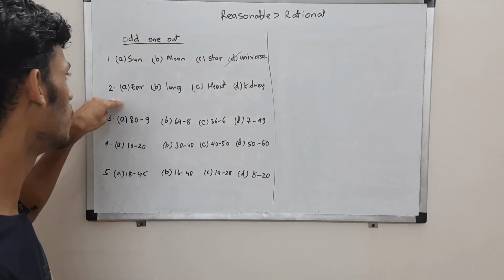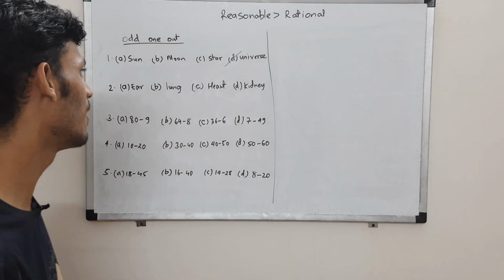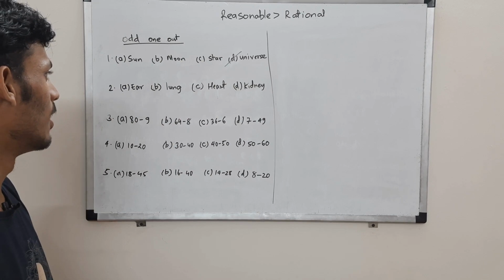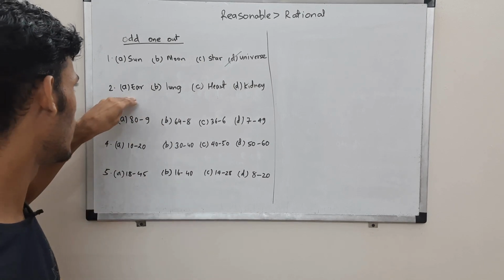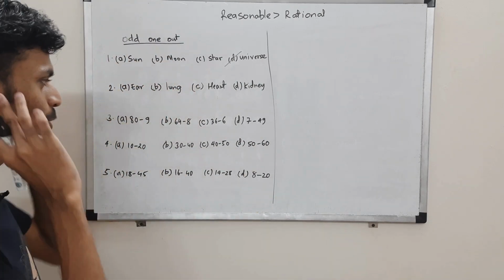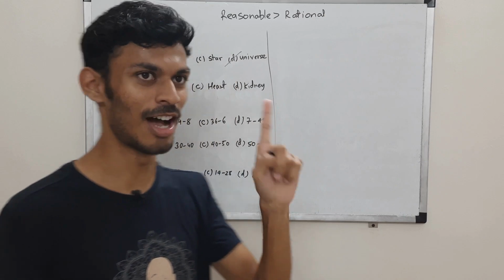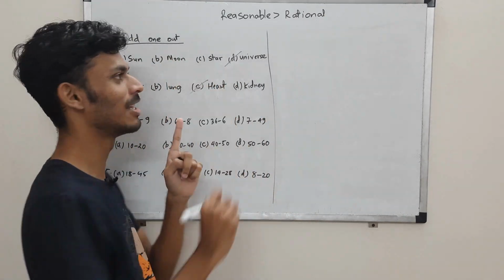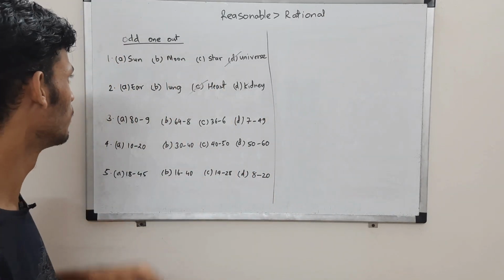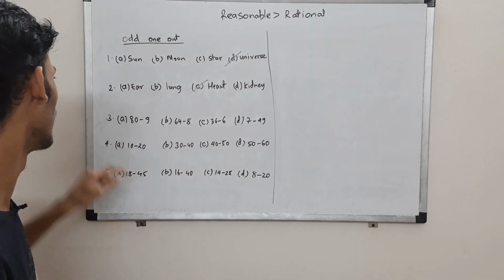Coming to question number 2, it won't be that tricky: ear, lung, heart or kidney. As you can see, all 3 of these, ear, lung and kidney, we have in pairs, right: a pair of ears, 2 lungs, 2 kidneys, but heart is just 1. So option C is the correct choice over here. 2 ears, 2 lungs and a pair of kidneys, so heart is only 1.